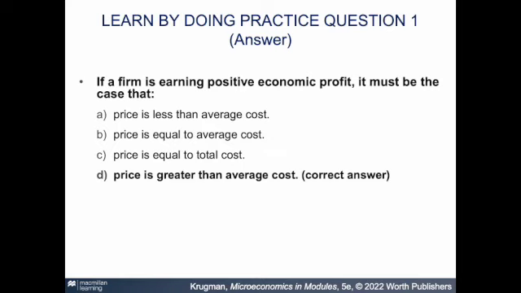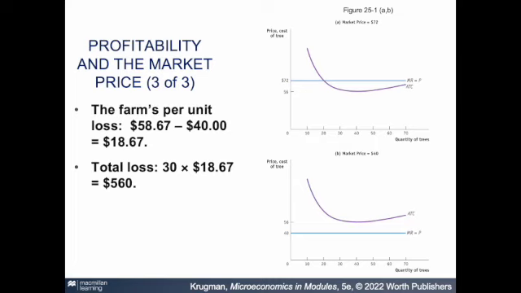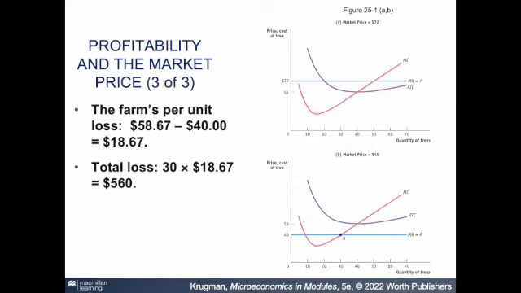Correct answer: A. Profitability and the market price, 3 of 3. The farm's per unit loss: $58.67 minus $40 equals $18.67. Total loss: 30 times $18.67 equals $560.